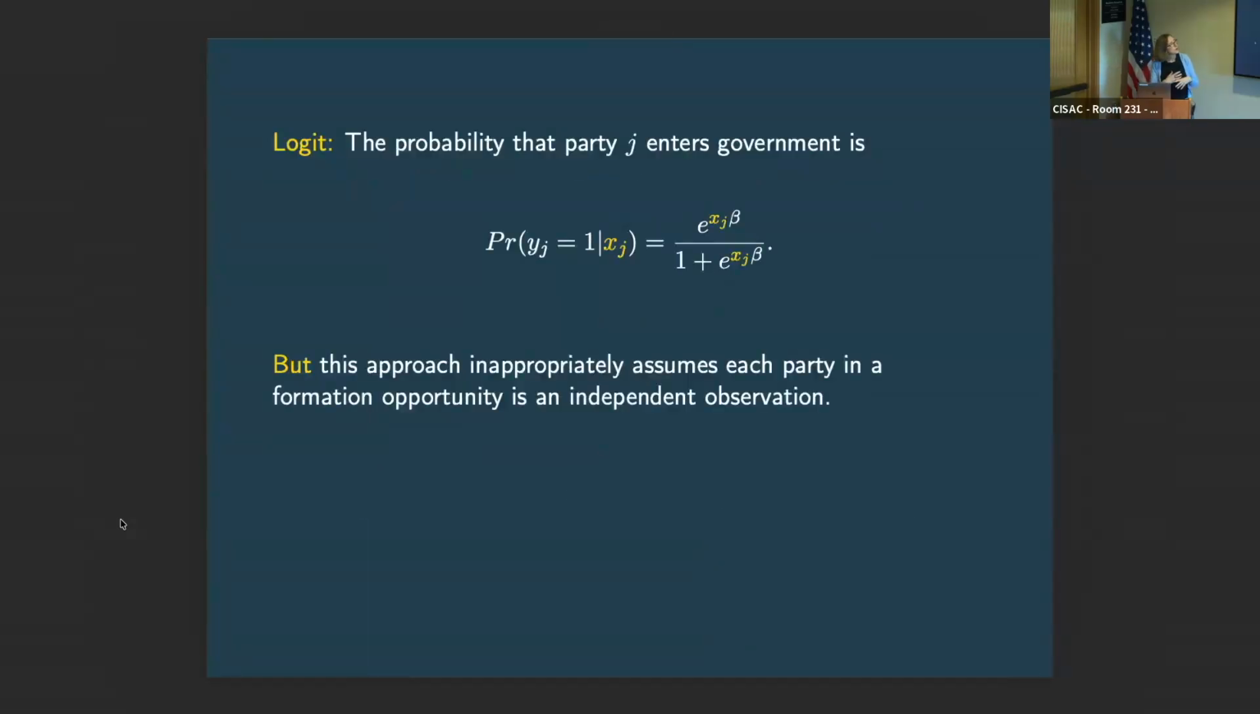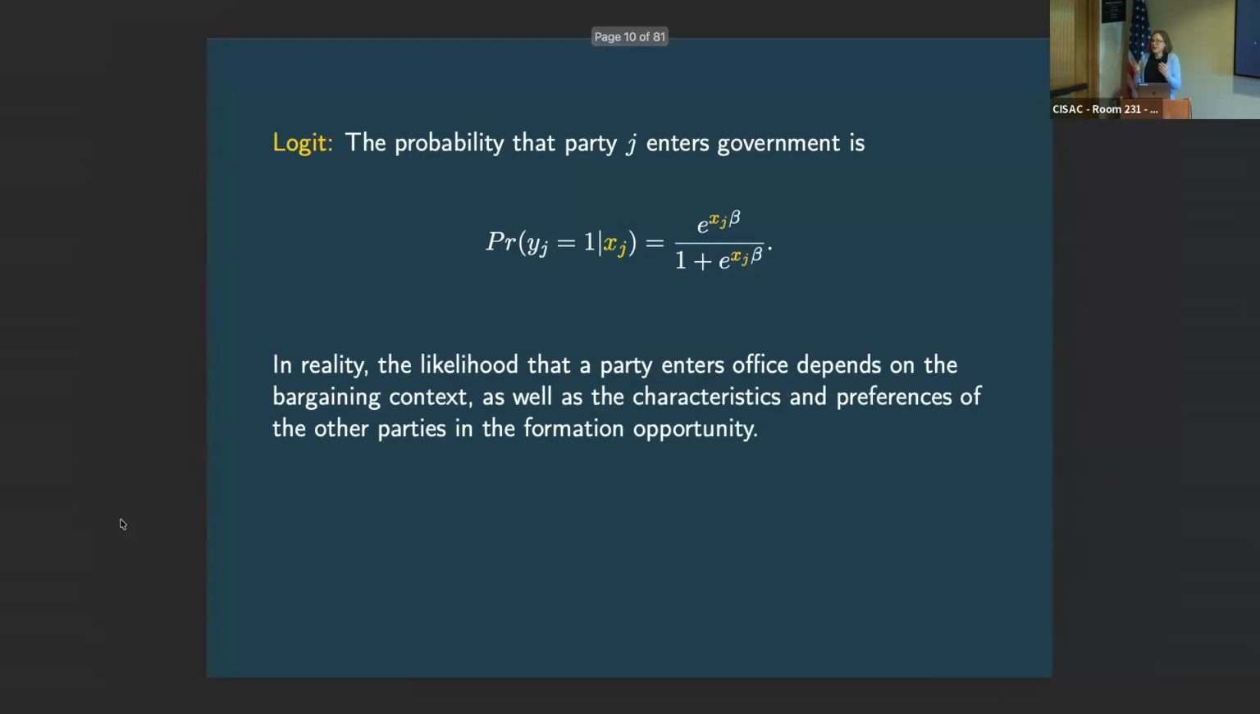As I said, scholars would use something like a logit model. And the drawback to using the logit model with parties as the units of observation is that it assumes each party in a formation opportunity is an independent observation. So whether it gets into government or not depends only on the characteristics of that party. And the problem is that if you think about how a government, especially a coalition government, would form, whether a party gets into government depends also on the broader context. It depends on the characteristics and the preferences of the other parties in that government formation opportunity.